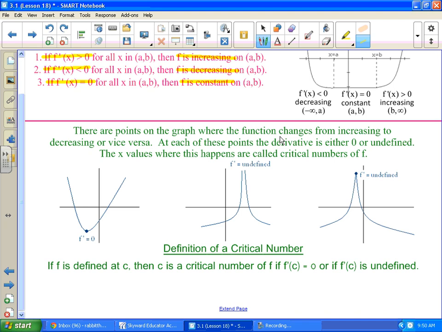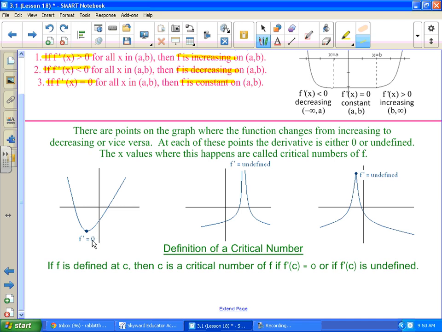Okay, there are points on the graph where the function changes from increasing to decreasing or vice versa. So here it goes from decreasing to increasing. Here it goes from increasing to decreasing. And here it switches from increasing to decreasing. It's like there's an asymptote there. Okay. So at each of these points, the derivative is either 0 or undefined.